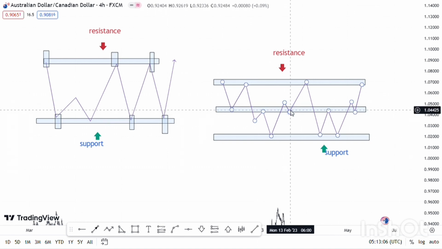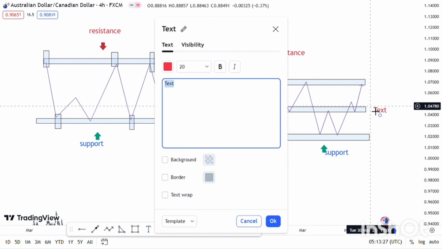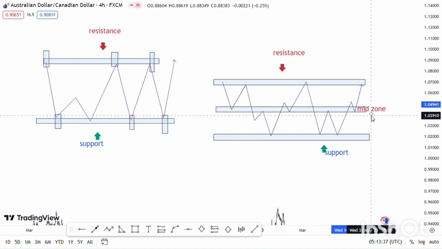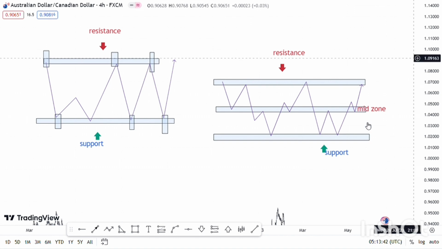It was a resistance. Now it changes to become our support again. Break below, it changes to become our resistance, coming from a support. What we call a mid zone. This is a mid zone. We gotta understand this. We have a major support and a resistance and a mid zone between them. Yeah, this is our mid zone.